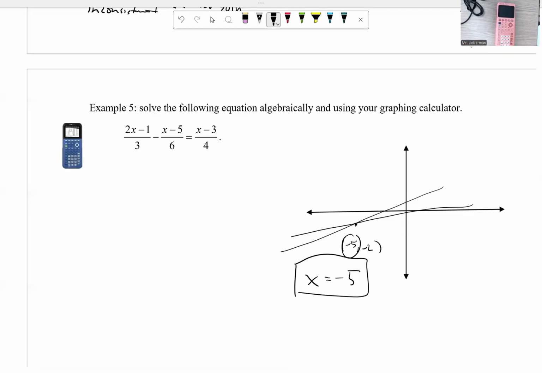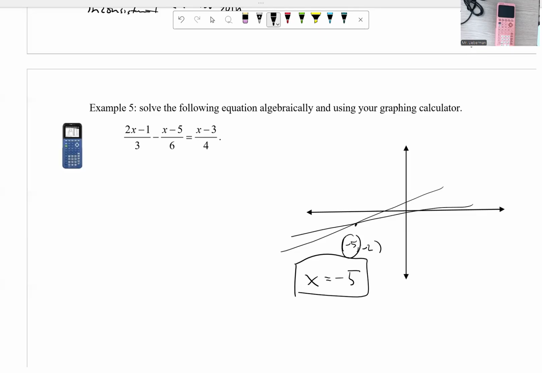But the point is, for now, you don't have to graph any lines. We're letting the calculator do that. We're just checking to see where the two lines intersect using that x value. Yes, it is. Okay, so we can get this from the calculator. We can also get it mathematically.